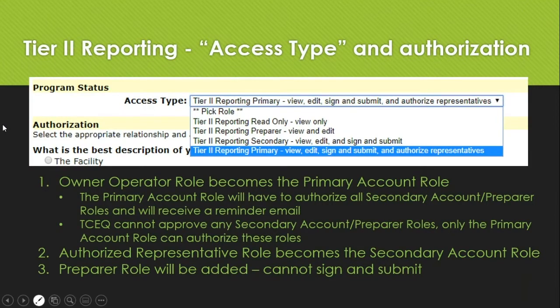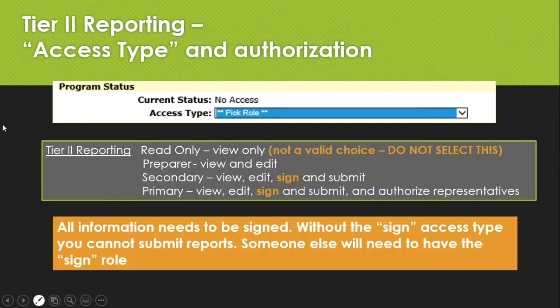So for the access types, you have the preparer, secondary, and primary roles as the only valid roles. You'll also notice that there's a read-only role, but this access is not a valid choice, so you're not going to want to pick it. So again, you've got the preparer, secondary, and primary. It's always a good idea to coordinate within your entity on who's going to be holding these roles, especially if multiple people are going to be needing access to this CN.